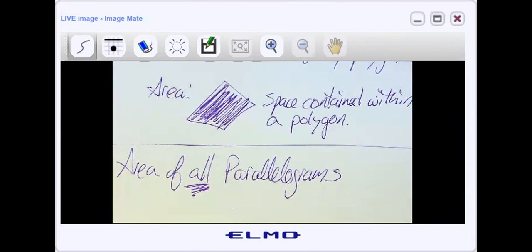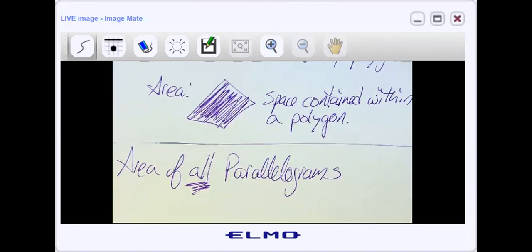Yes, or length times width. It doesn't matter which one you say. I'm going to go with base and height because you'll see how it more applies to all of the other shapes. But length times width and base times height are the same thing. So yes, you always learn it as the area of a rectangle, but it's actually the area of all parallelograms is base times height. That's it. That's all you have to do for it.